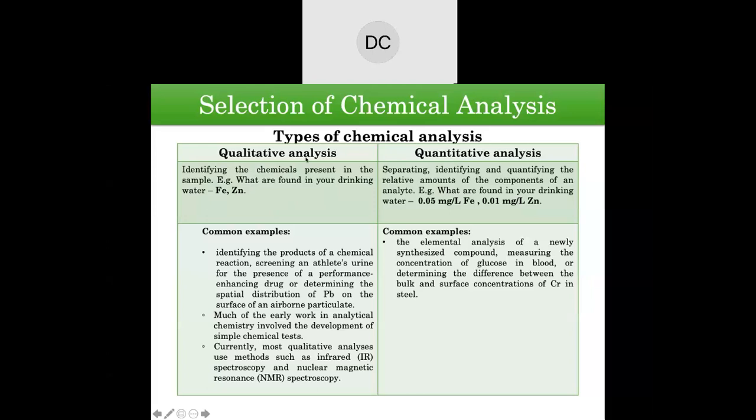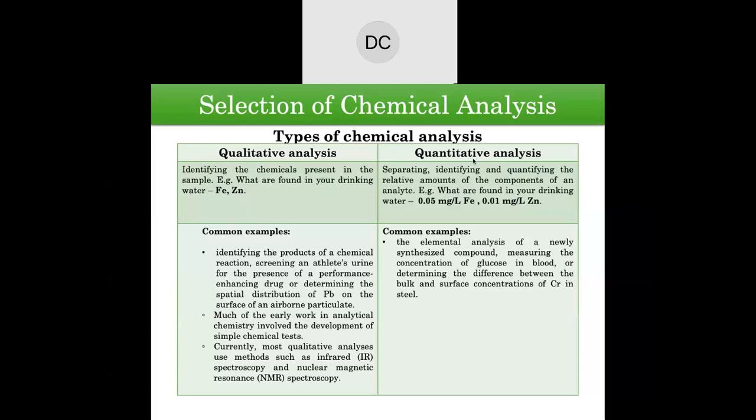Biasanya kualitatif tu kita tak libatkan sangat separating, but in quantitative kita kena ada separating dulu, so that all the disturbances, macam benda-benda yang mengacau kita nak buat quantitative tu, akan kita omit dululah. We need to remove all the disturbances tu. Okay, so that we can find the concentration. For example, kalau drinking water, maybe dia ada 0.05 mg per liter of iron. Ada zinc, berapa concentration zinc? 0.01 ppm contohnya kan, macam tu.